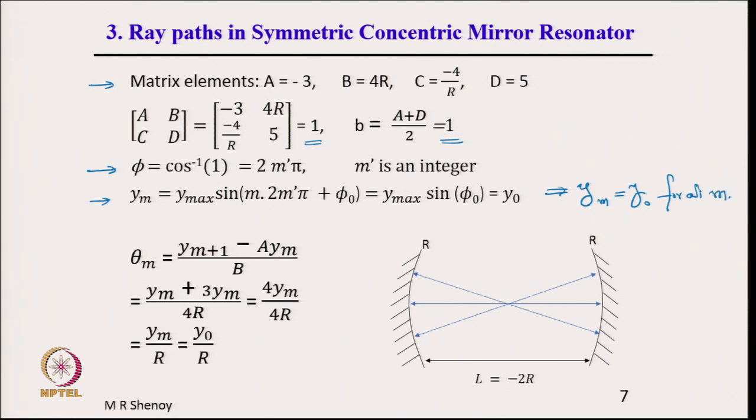Now, let us look at theta. So, theta m is given by this formula here, and we substitute for A and B. So, A is 3 minus 3, therefore, y m plus minus 3 y m by 4 r, which is equal to 4 y m by 4 r, which is y m by r. Now, y m is equal to y 0 for all m, therefore, this is equal to y 0 by r. So, theta m is equal to y 0 by r.